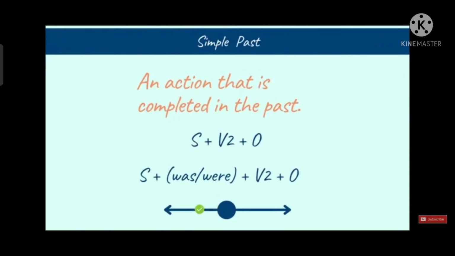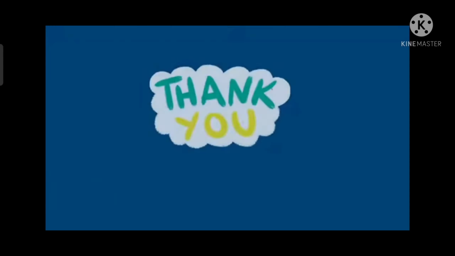Let's quickly revise the simple past tense. If an action is completed in the past, then it is included in simple past tense. The structure is subject plus verb second form plus object, or subject plus was or were plus verb second form plus object. The position of this tense in the timeline is on the left hand side, which is shown by a green tick. That's all.